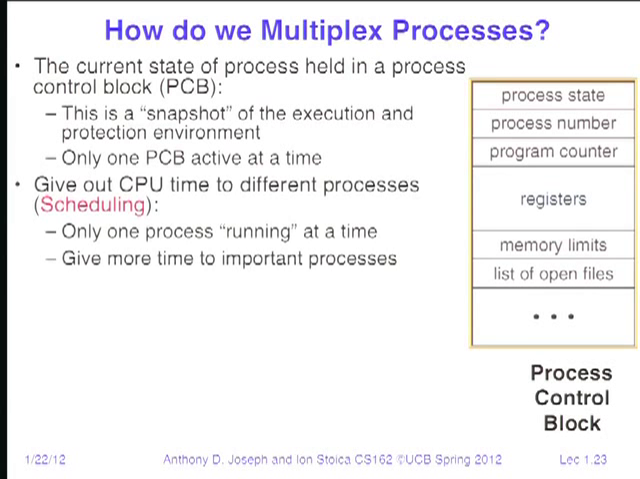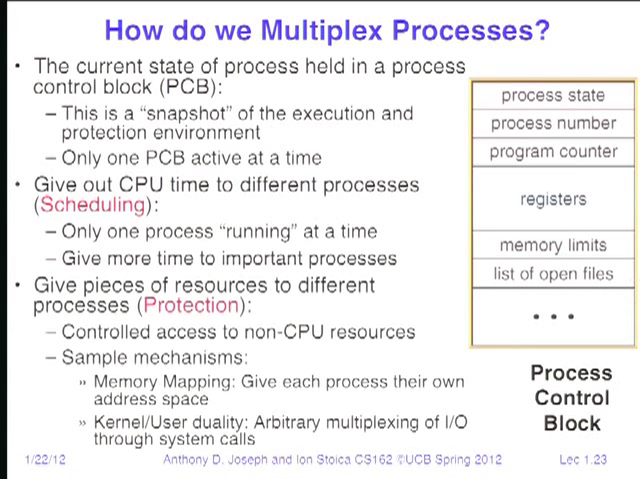We give out CPU time to different processes through the scheduling operation. This is where we choose which process is going to run and then run that process. Processes that have higher priority, we'll give more time to. Lower priority, we give less time to. We're going to have a whole lecture on CPU scheduling and all the different choices one can make and all the different algorithms one can implement.